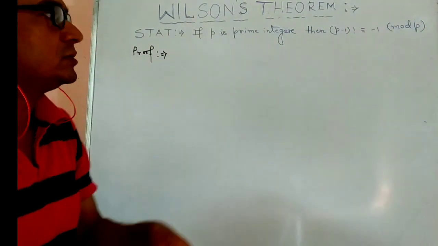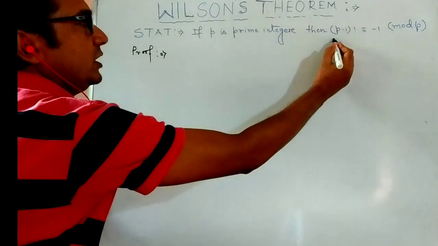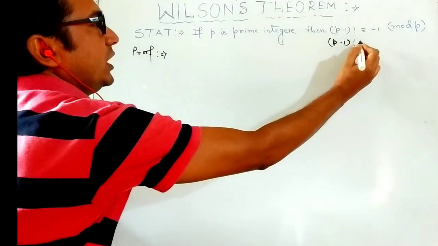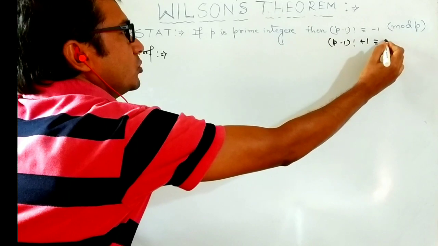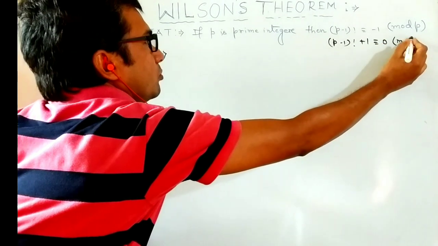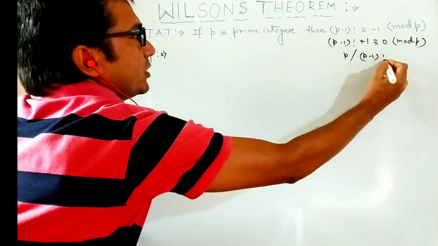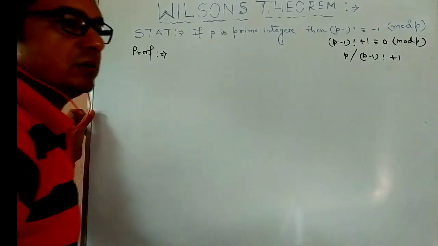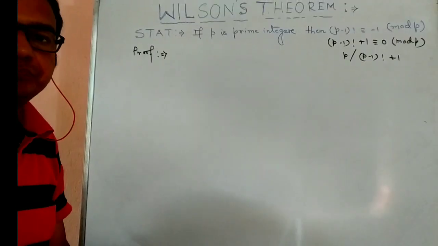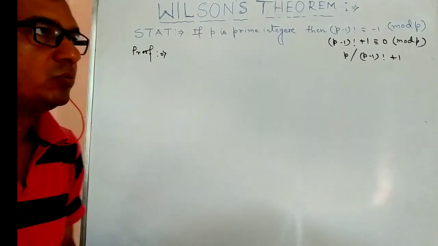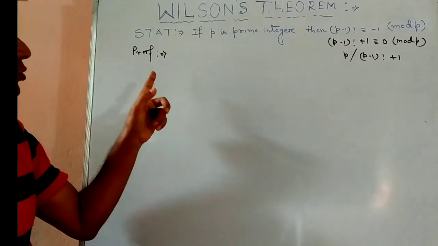That is, (p minus 1) factorial plus 1 is congruent to 0 mod p. That is, p divides (p minus 1) factorial plus 1. This is the theorem. Now we try to prove this theorem.